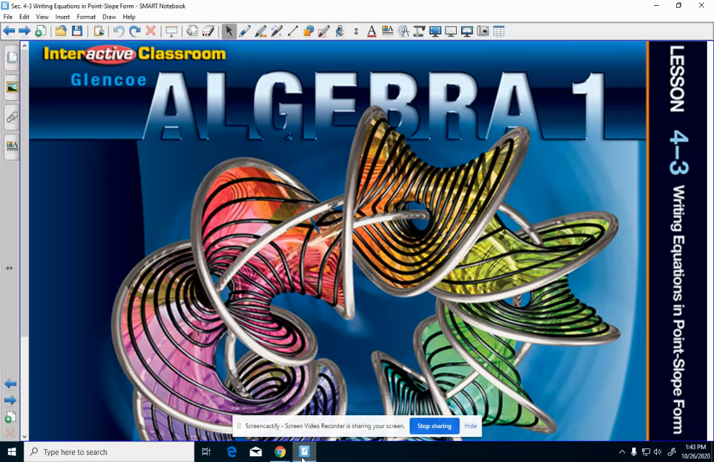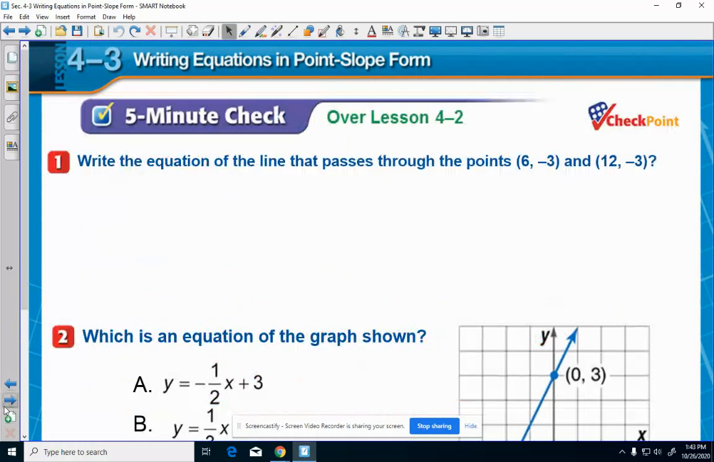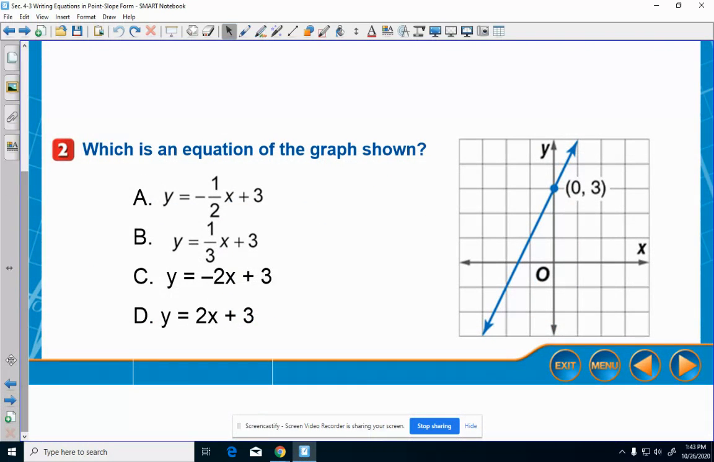I like this method better personally, but it doesn't matter. You just have to choose one. So before we get into that, though, taking a look at this picture here, which one of those equations matches that picture? Would you say it's choice A, B, C, or D?